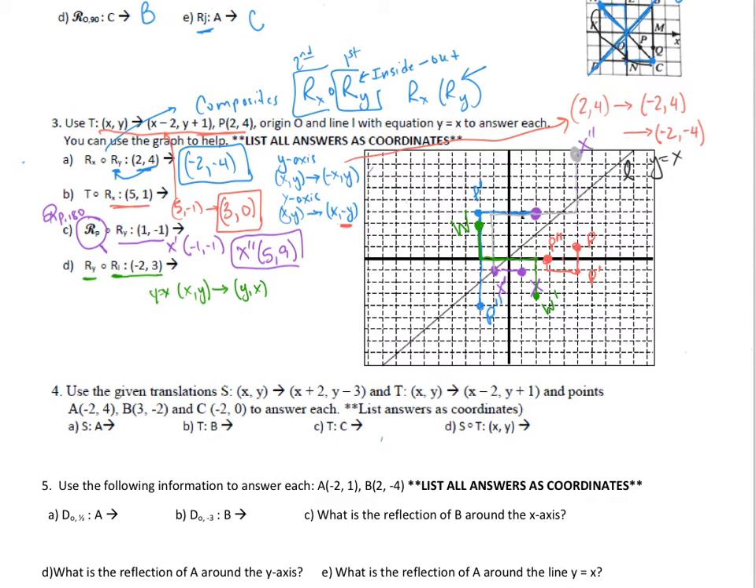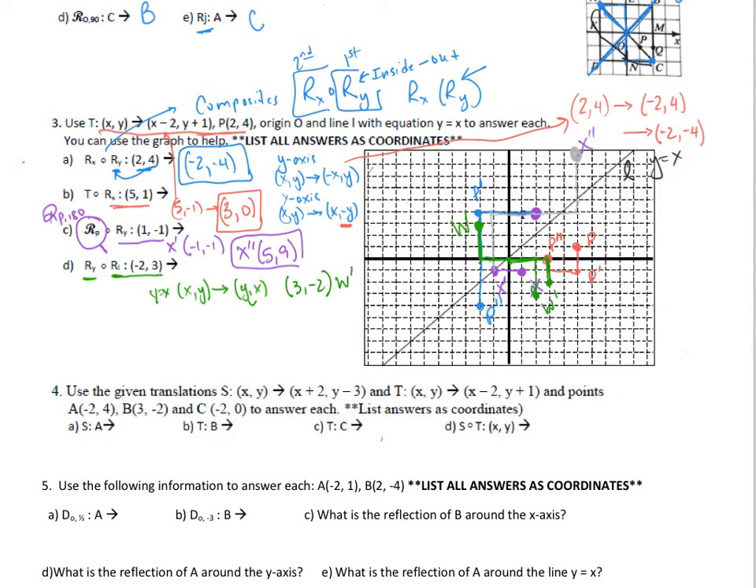So this becomes 2. No, that's, so for here, what we wanted to do is I needed to go over 3 and down 2. Sorry about that. So I needed to go over 3, down 2, because we switched the x and y. So this gives me the point 3, negative 2.